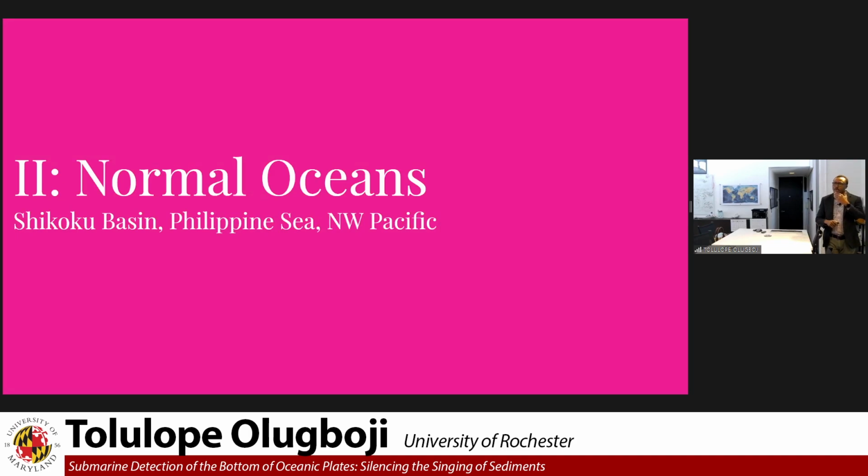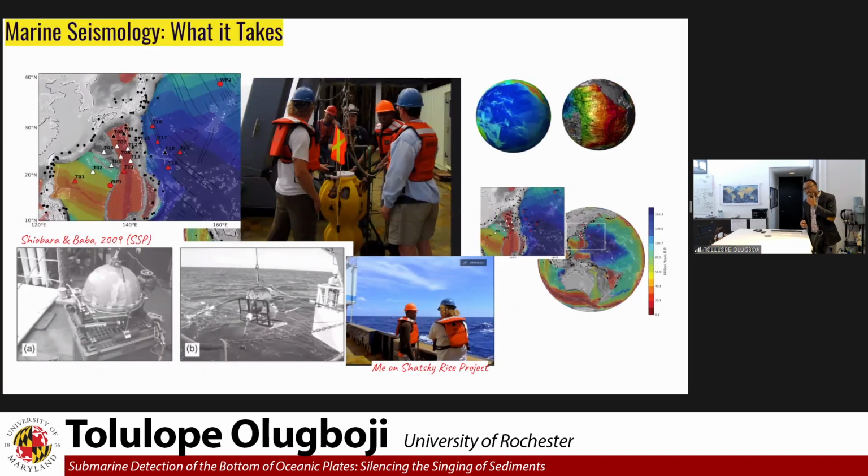But more importantly, how about that age dependence? So I'm going to present some results. These are results from 3-4 years ago, showing, I'll argue, age dependence for normal oceans. Normal oceans here are oceans that are not perturbed by plumes or hotspots or things like that. So you'll see results from Shikoku Basin, Philippine Sea, and the Northwest Pacific.